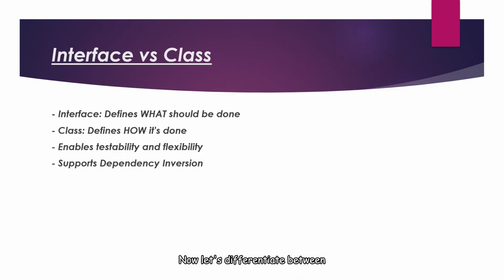Now let's differentiate between interfaces and classes. An interface defines what needs to be done, while a class defines how it's done. This distinction is powerful. By programming to an interface, not a concrete class, you gain the flexibility to switch implementations without changing client code. For example, a payment processor interface can have different classes like credit card processor, PayPal processor, or UPI processor. This also supports dependency inversion, one of the SOLID principles, which states that high-level modules should not depend on low-level modules, but both should depend on abstraction. Interfaces make your system extensible, modular, and test-friendly.